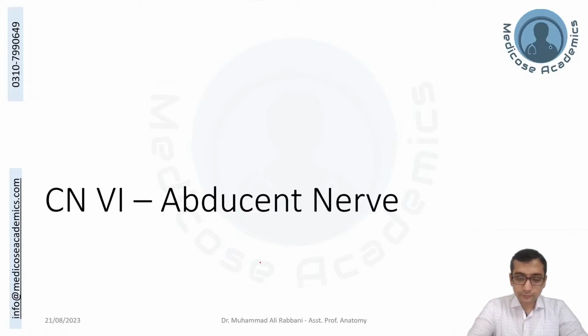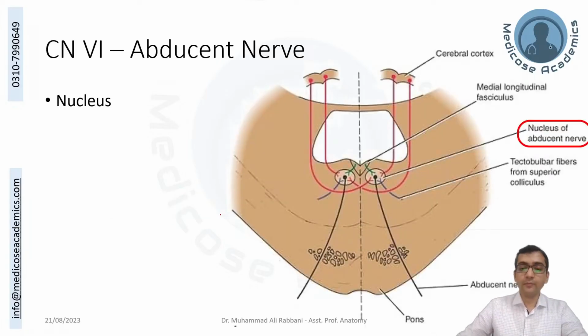Abducent nerve, it's very easy. The names give it away. It's the nerve responsible for the abduction of the eye. It originates from the nucleus, from the pons, abducent nucleus.